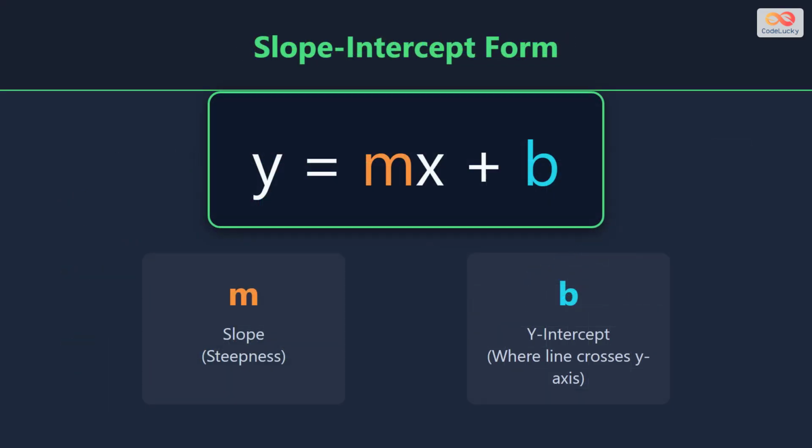To understand this mathematically, we look at the slope-intercept form of a linear equation. y = mx + b. Here, the variable m represents the slope, or steepness, of the line. The variable b represents the y-intercept, which is where the line crosses the vertical y-axis.